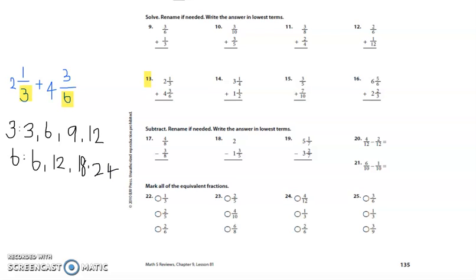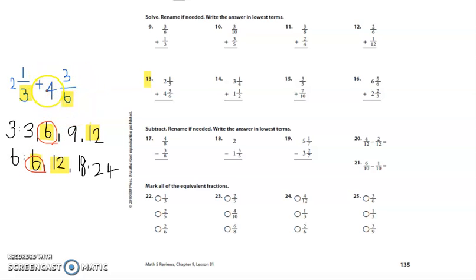Then let's find what they have in common. Here they have 2 numbers in common. First one is 6, and the second one is 12. Then which one should I choose? I'm going to choose number 6 because this is the lowest. Out of all, we need to choose the lowest number, and that's going to be 6.